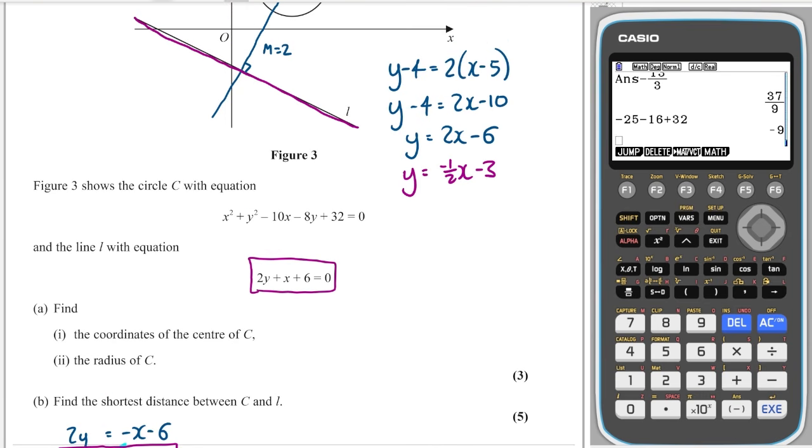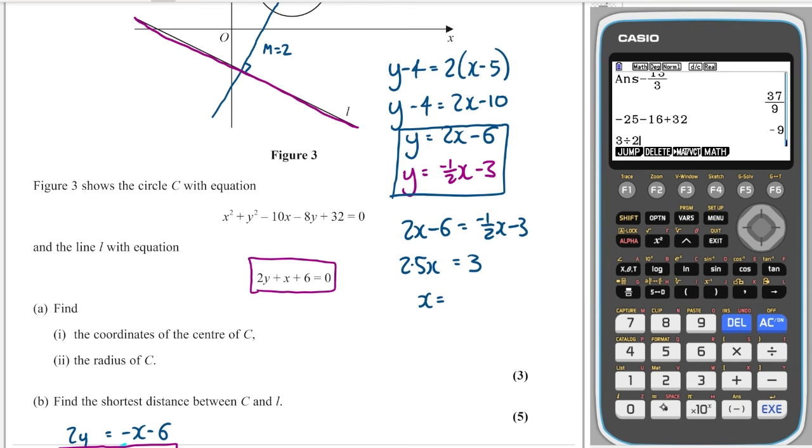So solving these two equations together is going to give me that 2x minus 6 is equal to minus 1/2 x minus 3, which is going to give me 2.5x, and then add the 6 to that side is plus 3. So x is equal to 3 divided by 2.5, which is 1.2.